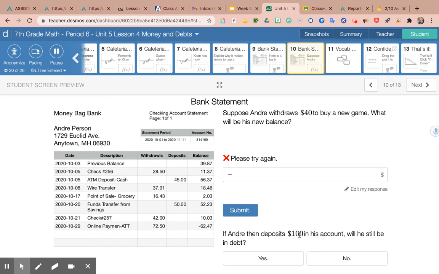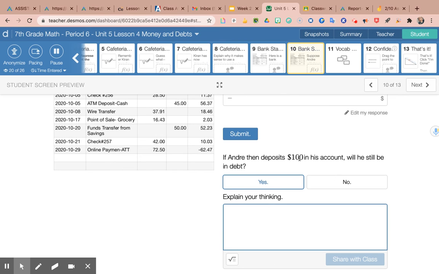Next question, it says, so you have to do this part first. If Andre deposits $100 in his account, will he still be in debt? So whatever this amount is, $100 is going to pay off that debt? So if he gives them $100, is that enough? So will he be in debt? If he's in debt, it means he didn't have enough, so you would click yes. If the $100 was enough to pay it off, then you're going to click no.